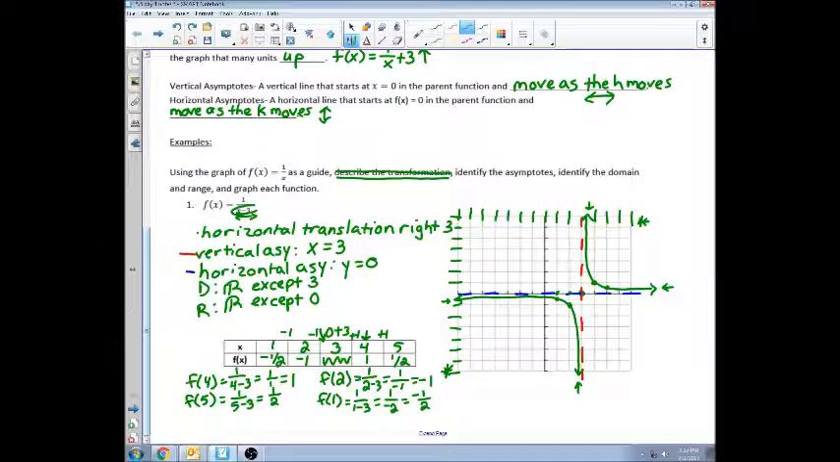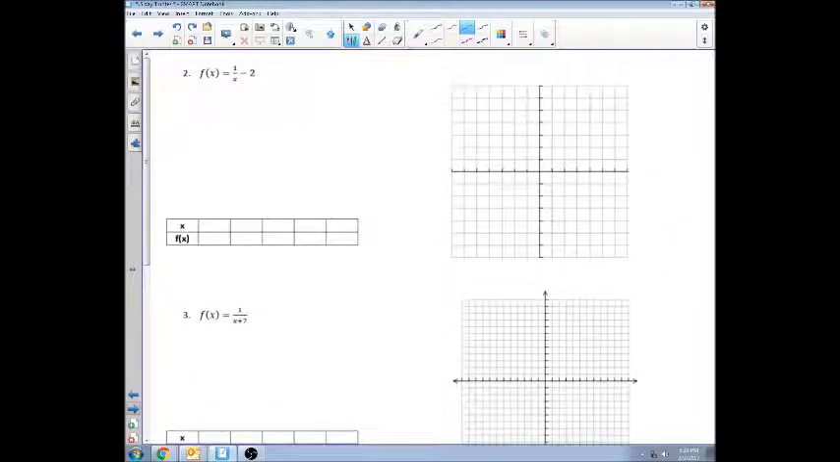And your domain is always your x values. Your range is always your y values. Your vertical asymptote works with my domain. The horizontal asymptote works with my range. Every single time. So whatever your vertical asymptote is, that will tell you what the only exception from your domain will be. Whatever your horizontal asymptote is, that will tell you your only exception on your range. Let's move on to the back.